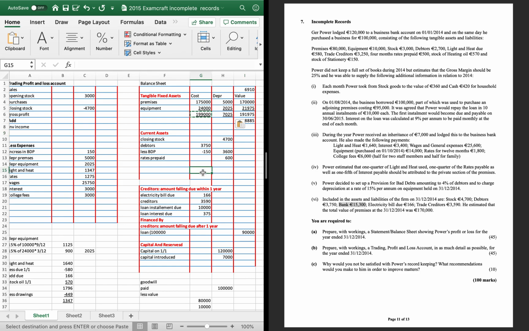So I've got my rates, my debtors, my closing stock, and I've managed somehow to leave out the bank, despite having brought attention to the bank. That was 15,300.